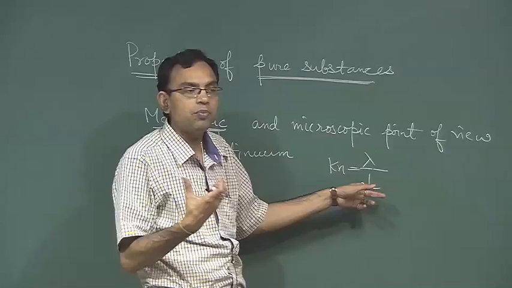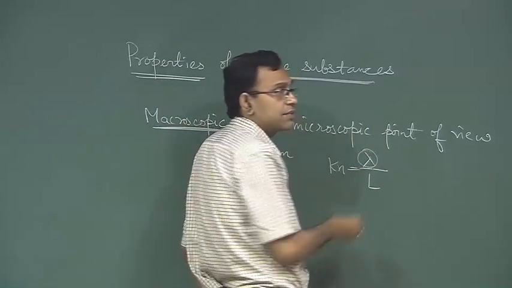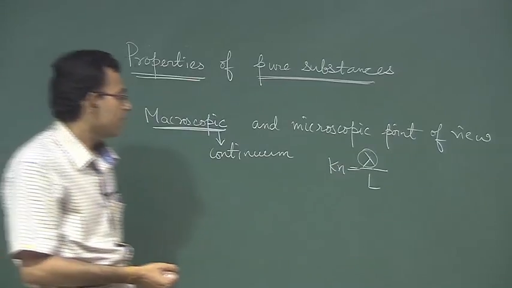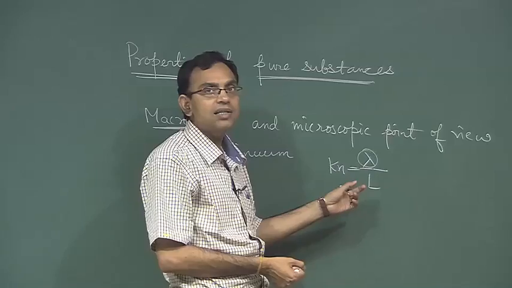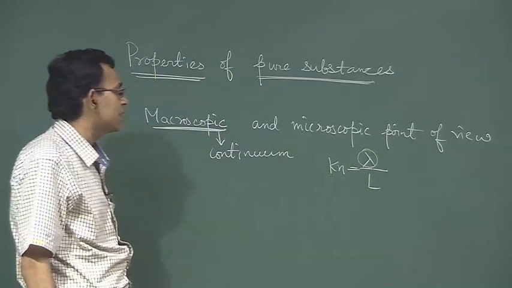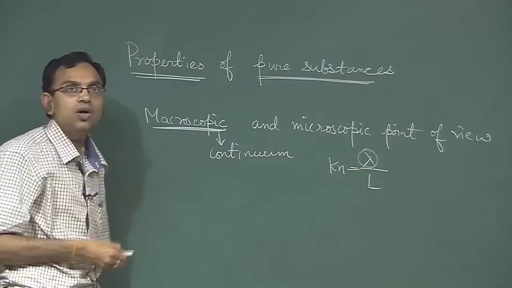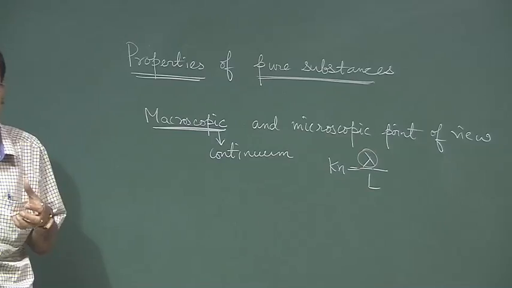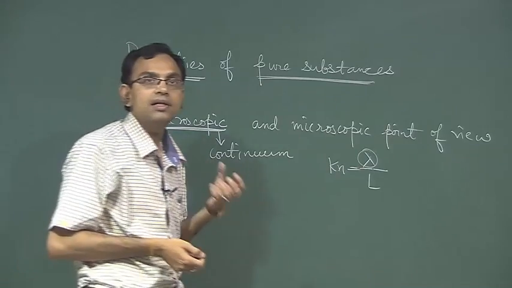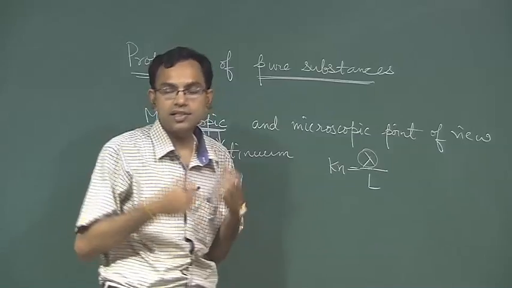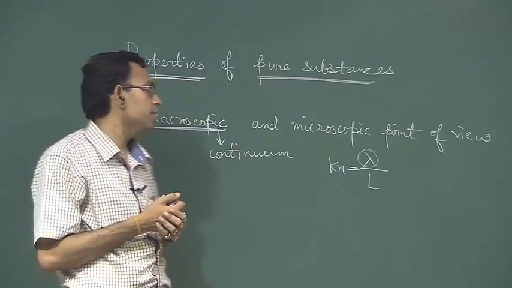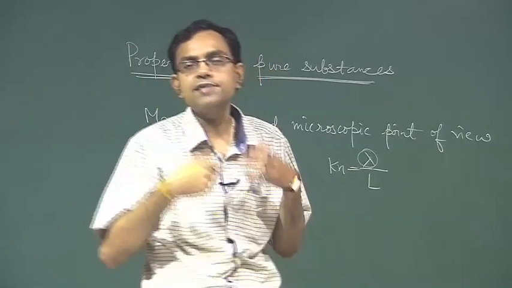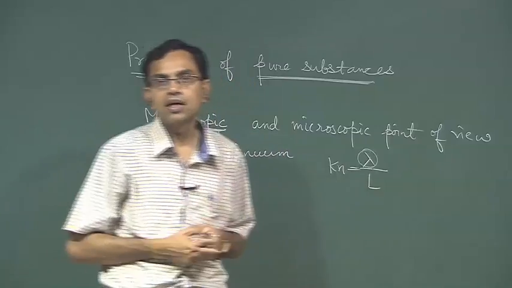If there are only a few molecules, this mean free path is quite large, because one molecule will traverse a large distance before encountering another one. Then this Knudsen number is large, and that will indicate that it is a rarefied system. So there the macroscopic point of view will not work. Why? Because in such a case, you have to consider the discreteness of the molecular entities, so you can no more consider this as a continuous medium.